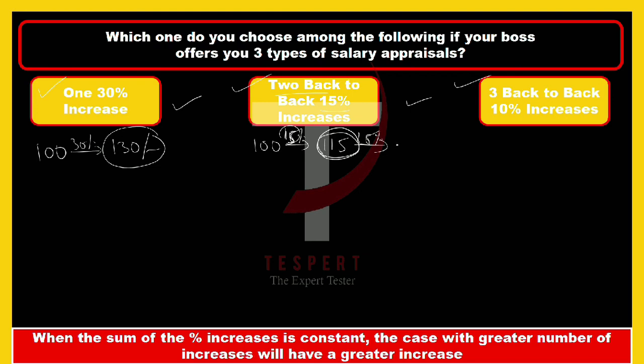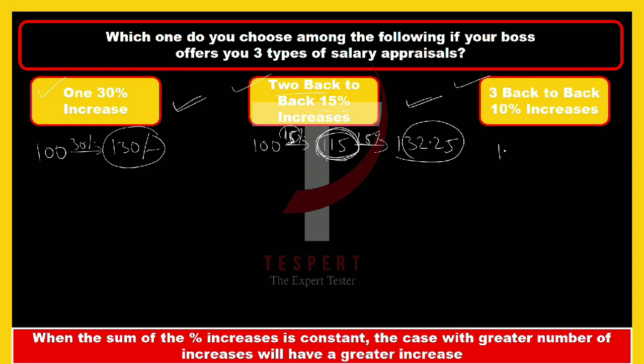how much? Just calculate. 115% of 115. So 115 increased by 15% is equal to 132.25. So in the first case you got 130 rupees, in the second case you got 132.25 rupees, and in the third case, how much will you get?